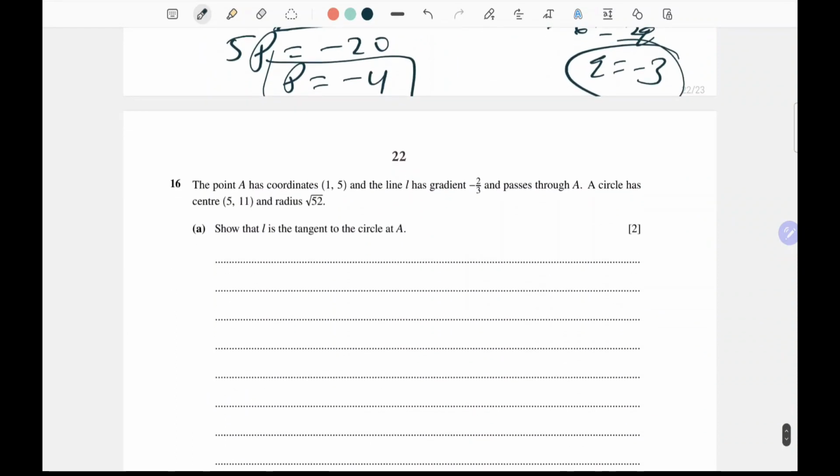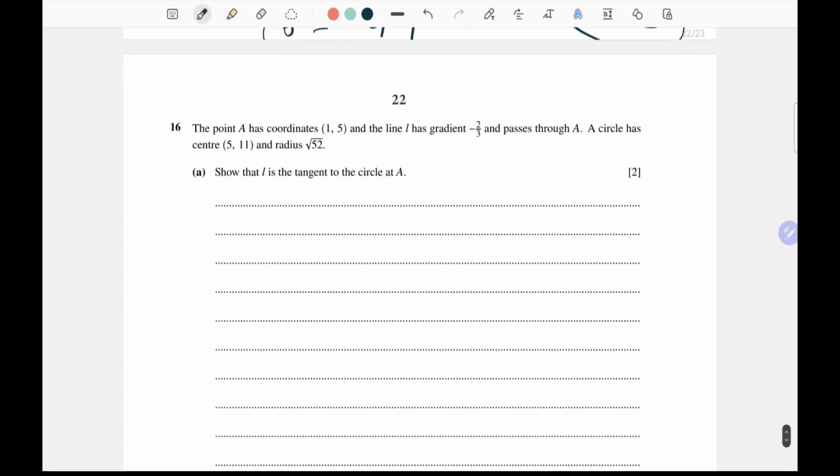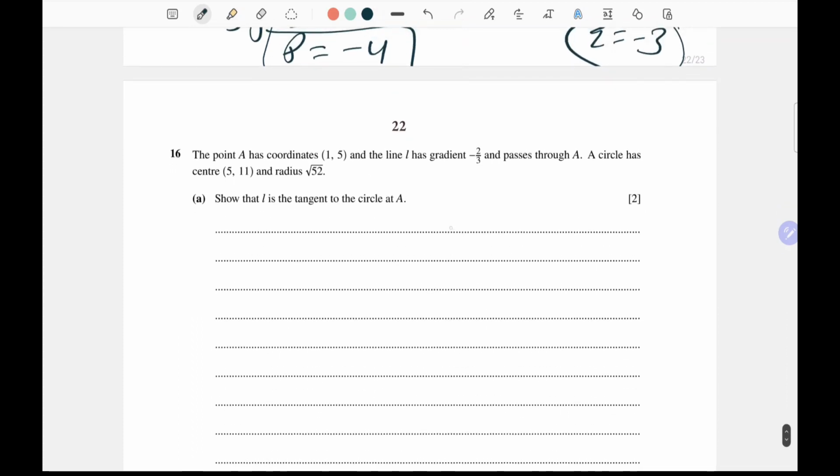Next, we have one more question. Now guys, the point A has coordinate this, and the line has gradient this and passes through A. A circle has center this and radius this. Show that L is tangent to the circle at A.